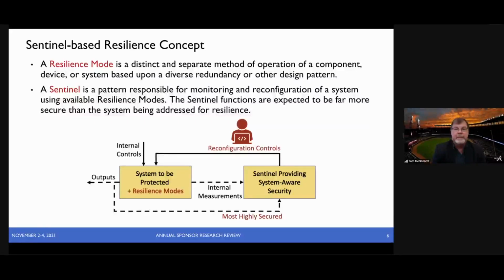The further pattern is called a resilience mode. A resilience mode is a separate function that's added into the system, device, or component that, when activated by the Sentinel, changes the configuration of the system or perhaps its behaviors in order to allow the system to maintain its availability or its control or other things like that. These 2 patterns, the Sentinel and the resilience modes, are the things that we want to introduce into the systems engineering process and come up with a rigorous way to model them, which we'll show you the details of in a bit. Next slide.